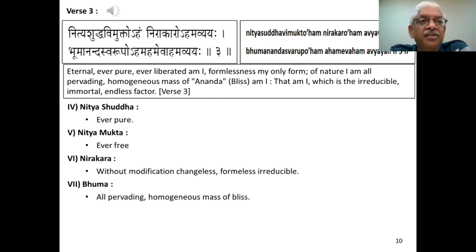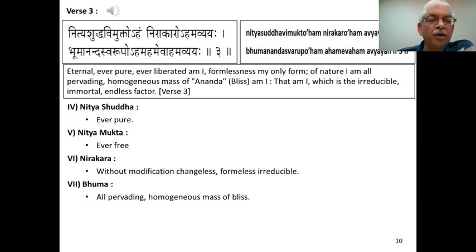The body has changes. When you go from a cold climate to a warm climate, there are some changes in the body. Karana Shariram changes because more Punya Papam are added in every birth. So it keeps on changing, but not Atma. It is homogeneous mass of bliss.